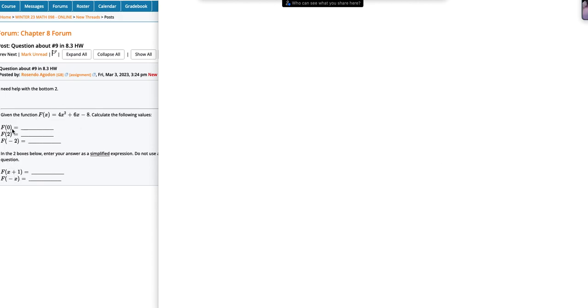Okay, so these last two work in a similar way to these ones up here, but they're definitely more work. So let me get this written out. If I'm going to find f of x plus 1, the same thing you did up on these ones, like say f of 2, you would put a 2 where there's those x's. Whatever is inside these parentheses, that's what's going in for x. So when it's f of 0, it's 4 times 0 squared plus 6 times 0 minus 8.